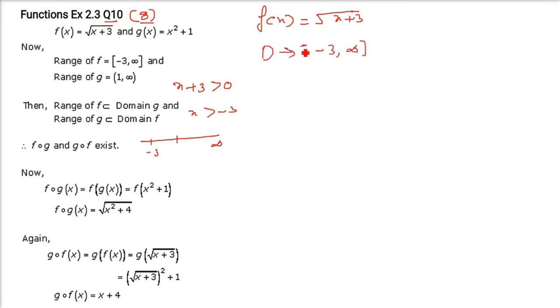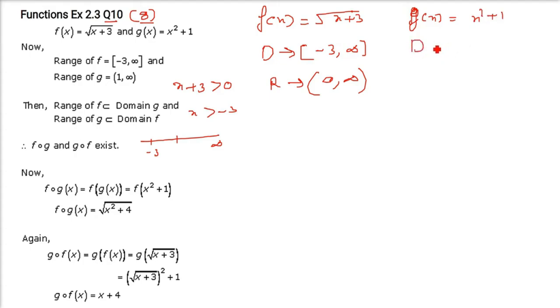And the range will be what? All positive values, because it is a square root. A square root will always give you positive values. 0 to infinity you can just write, or you can write R plus also, which is all the positive real numbers. Now coming to the function g(x), which is x square plus 1. So what is the domain?